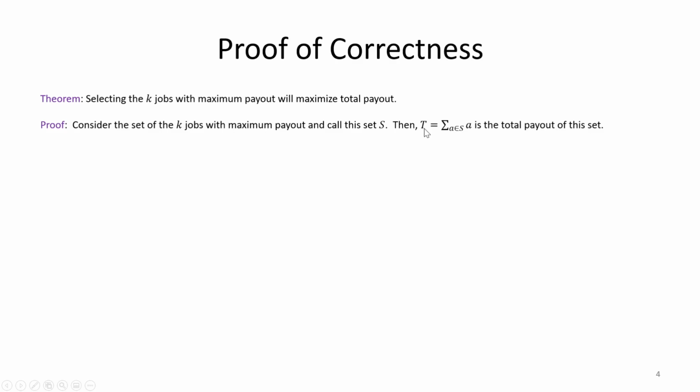Okay, now how are we going to do this? Well, again, we need to be clever when we're coming up with proofs. So we need to think about another set. One way we could do this is we could just say, imagine any other set of k jobs. Now, that's one way to do it.